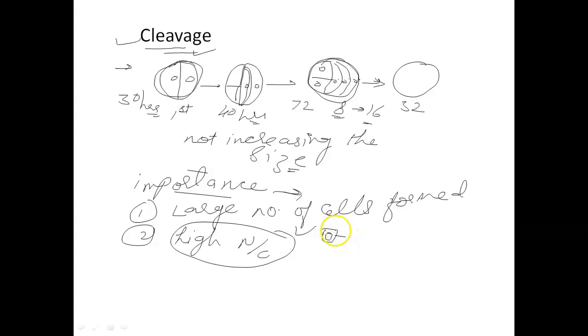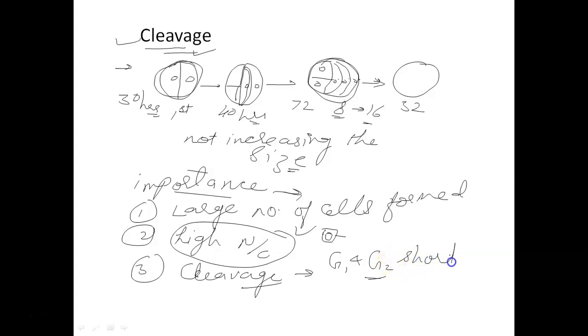Okay, one more difference, that is third one, that is this cleavage. When this type of division occurs, the G1 and G2 phases are of very short duration.